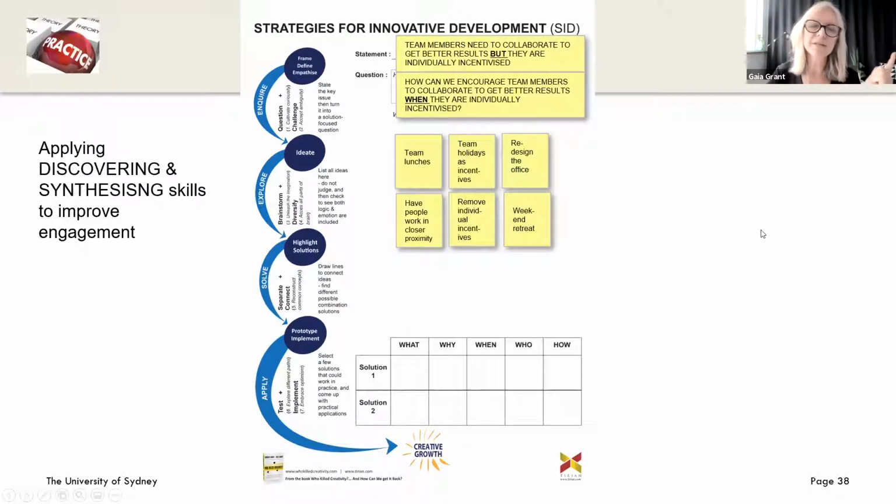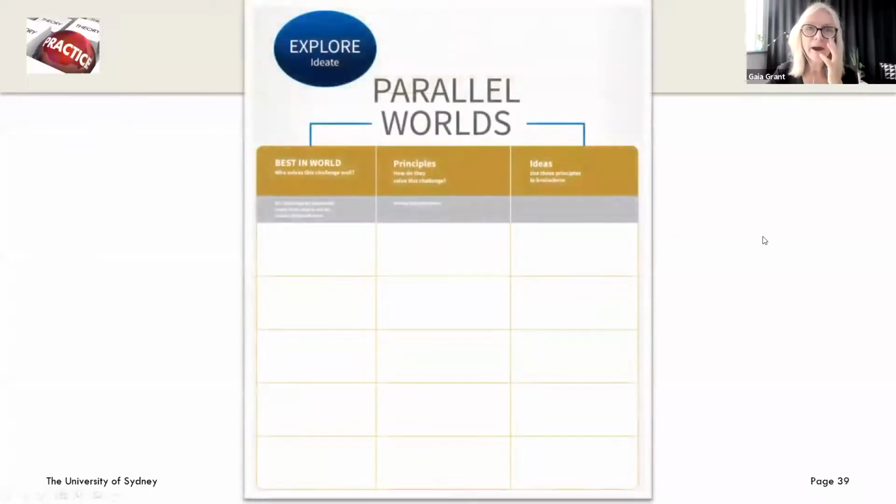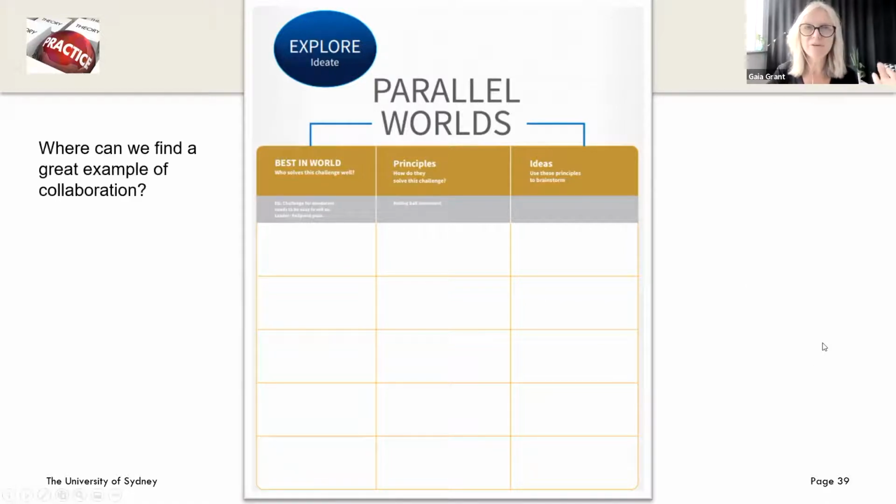Before you come up with those ideas, you might want to think, there's a few good ideas, but we really need a lot more creative ideas. So how do we generate more ideas? And there's a tool that I mentioned last week called Parallel Worlds, which helps to stretch your thinking beyond the immediate solutions that you might come up with. So what this revolves around is thinking about where you can find a great example outside of the industry. So we're not looking at the best stockbrokers, we're looking at any industry. Where's the best example of collaboration? So we're trying to find, who collaborates really well. And that's called the best in world. So who solves this challenge well?